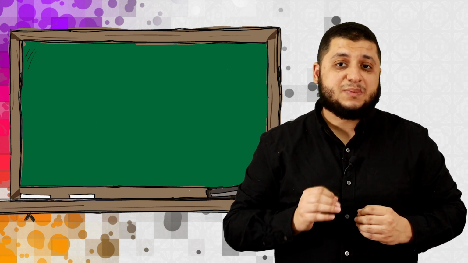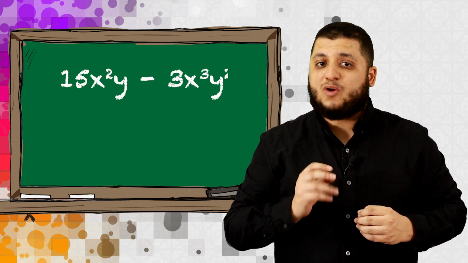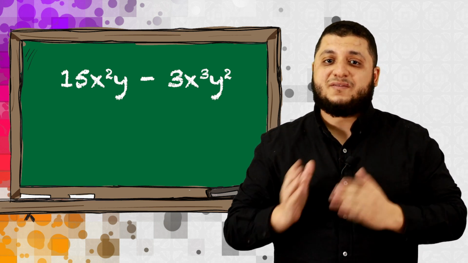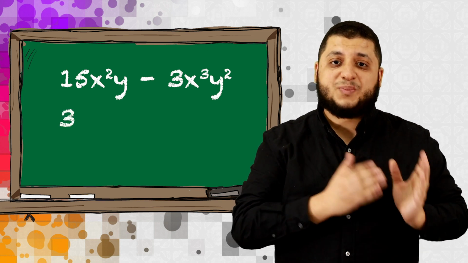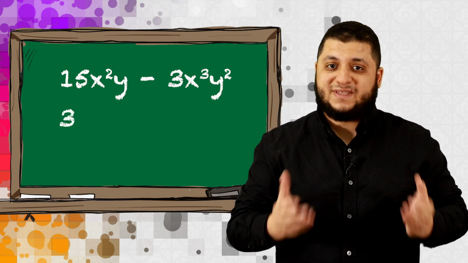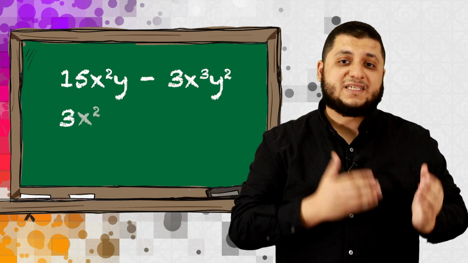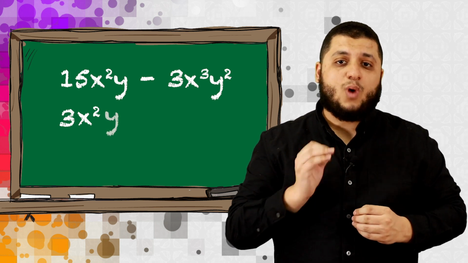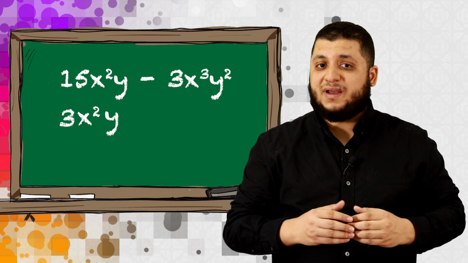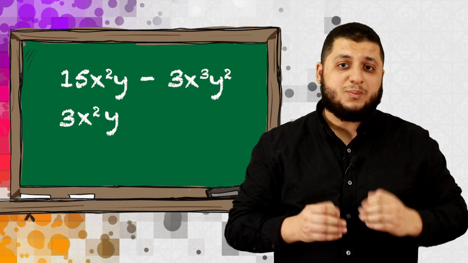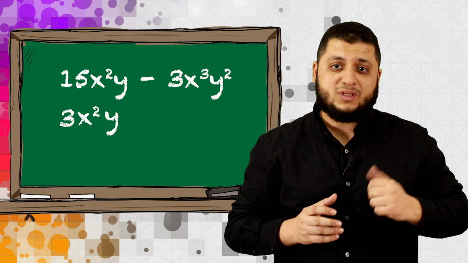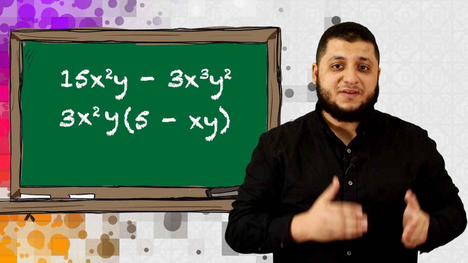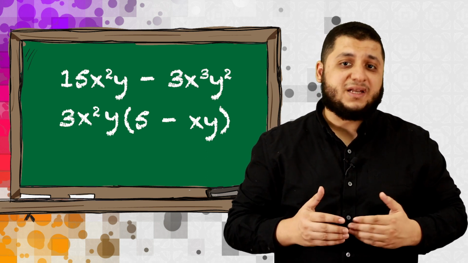Another example, 15x power 2y minus 3x power 3y power 2. First, for numbers, you have to take the common factor between 15 and 3, which is 3. For x, you have x power 2 and x power 3. So you take the lowest power of x, which is x power 2. For y, you have y and y power 2. So you would take y power 1. Now, it would be factorized as 3x power 2y bracket. The remainder here will be 5 when we divide minus xy, the remainder in second term. So it's 3x power 2y bracket 5 minus xy.